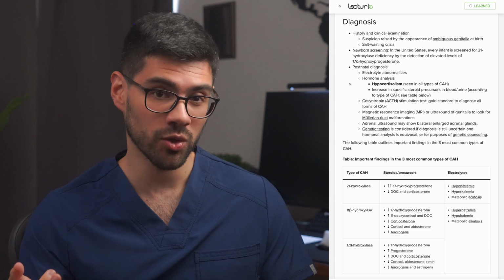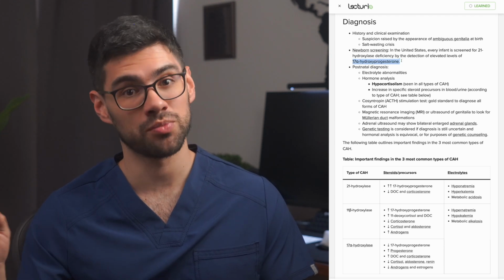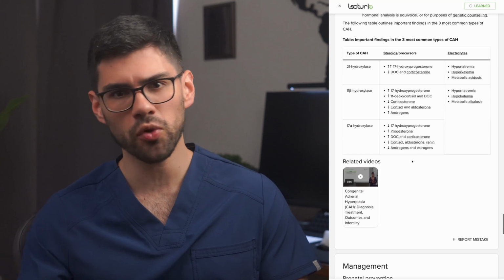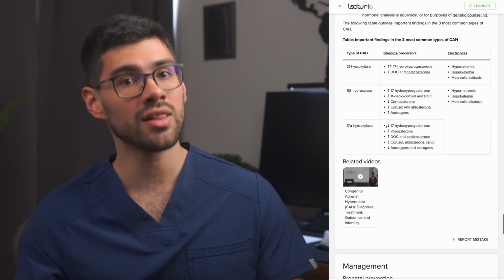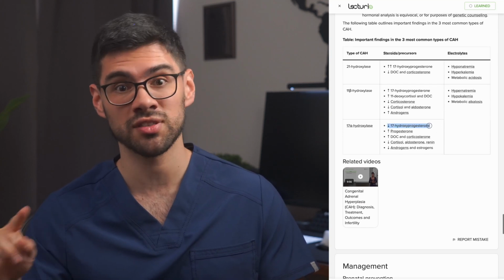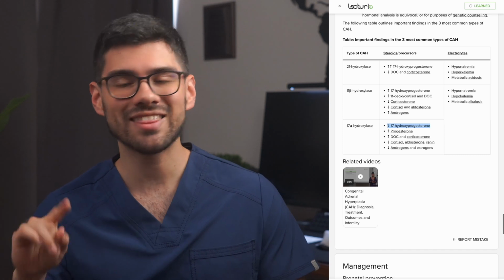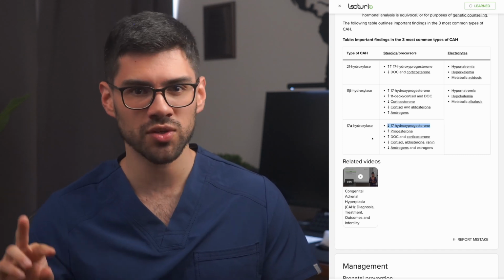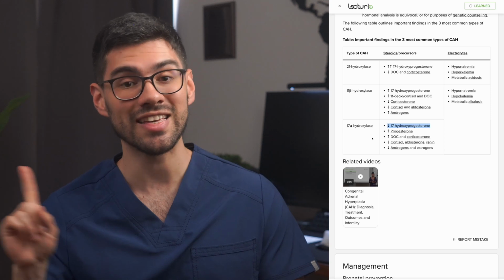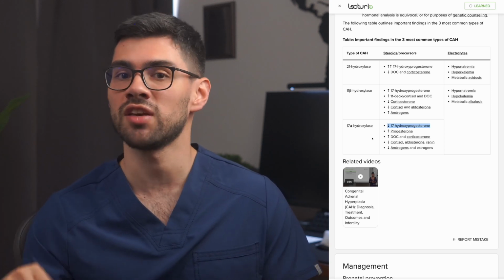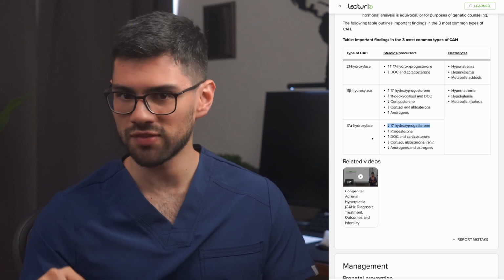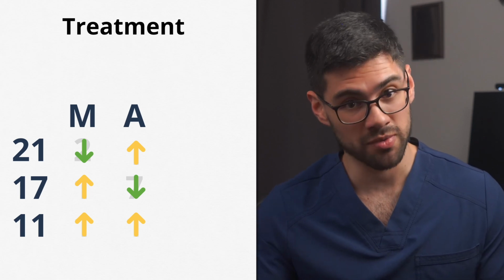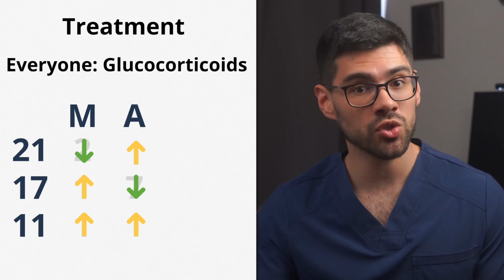Now, regarding the diagnosis, remember that 17-hydroxyprogesterone is the screening test of choice for most patients. However, it's important to keep in mind that in the non-classic form and in the deficiency of 17-alpha-hydroxylase, that test may be falsely negative. An easy way to remember this association is that 17-hydroxyprogesterone is not elevated in cases of 17 deficiency, so 17-17.